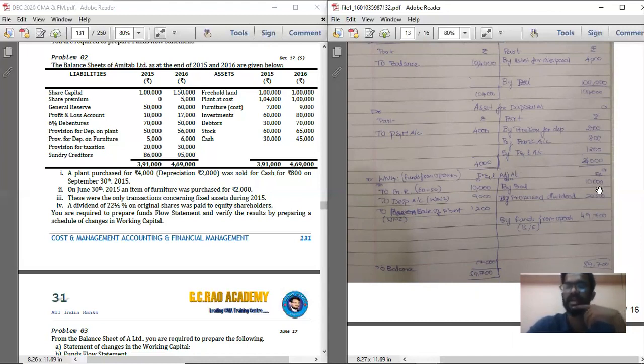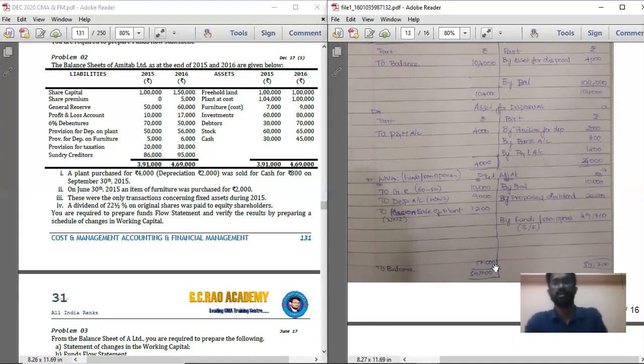Credit side, record "By balance" 10,000, and leave 4 lines gap. Debit side, record "To balance." How much is the closing balance? 17,000. So debit side, record "To balance" 17,000. So that is done.